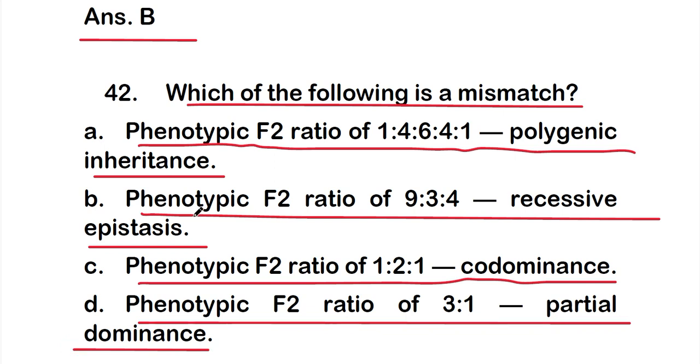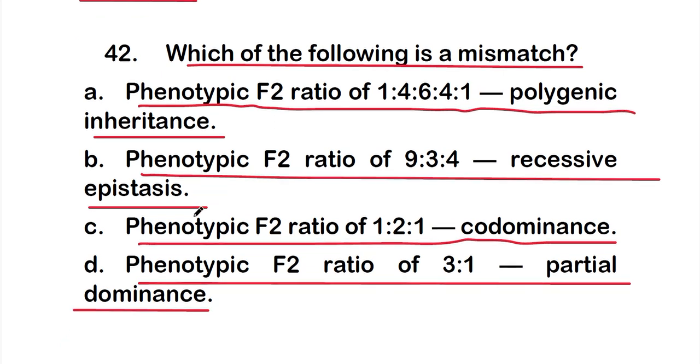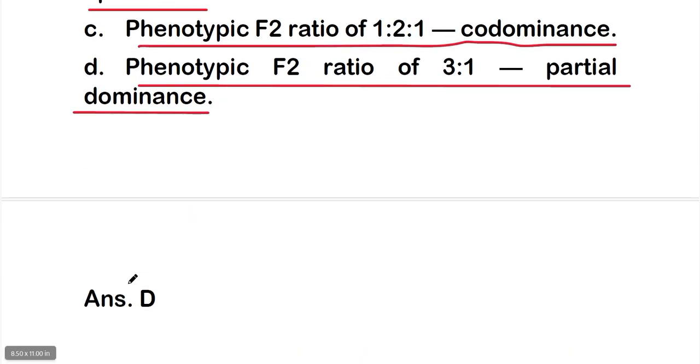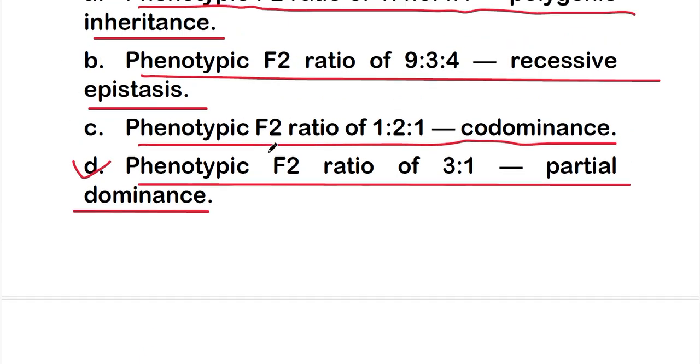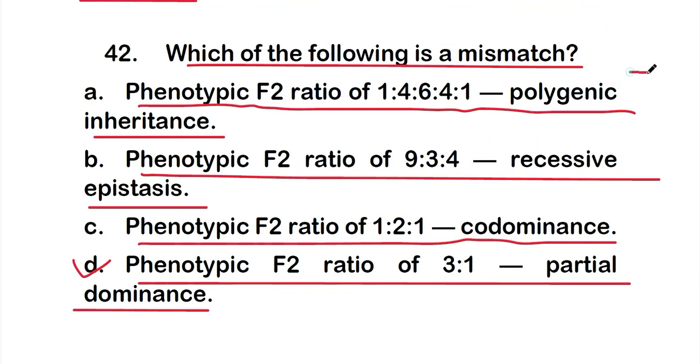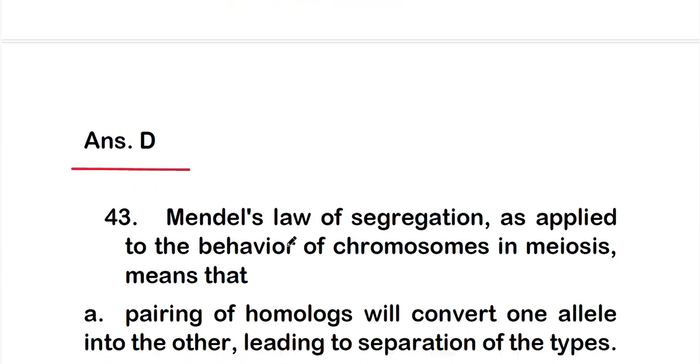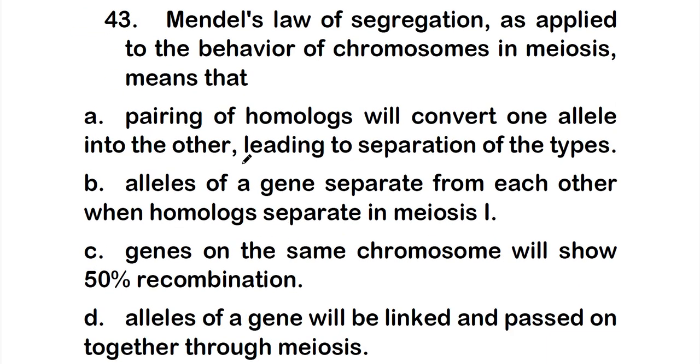So which one is the mismatch? The right one is option D, phenotypic F2 ratio of 3:1 is a partial dominance. So this is the mismatch. The other three options are perfect matches. The only mismatch is option D, phenotypic F2 ratio of 3:1 is a partial dominance. Okay, so let's move on to question number 43.